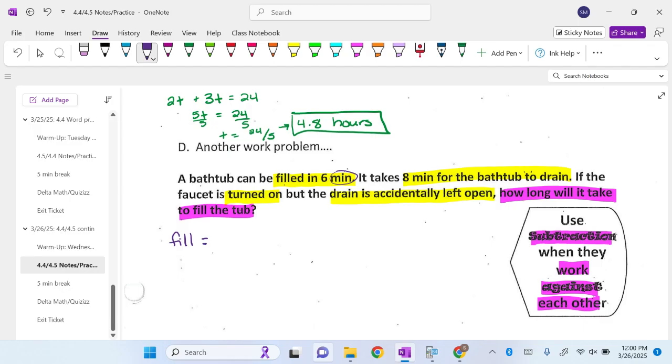It takes 6 minutes to fill the entirety of the tub. How long would it take for it to fill in 1 minute? Or how much would be filled in 1 minute? 1/6 of it. So 1/6 of the tub is filled per minute. How much of the tub would drain in 1 minute? 1/8.